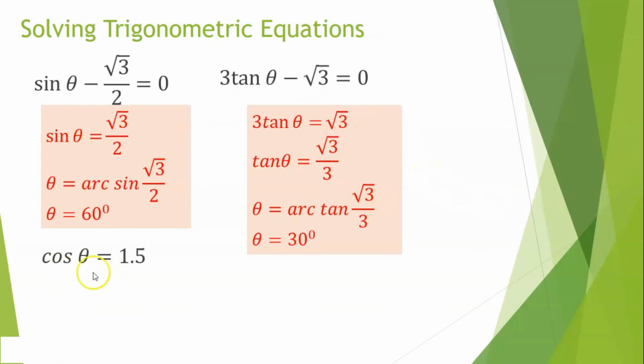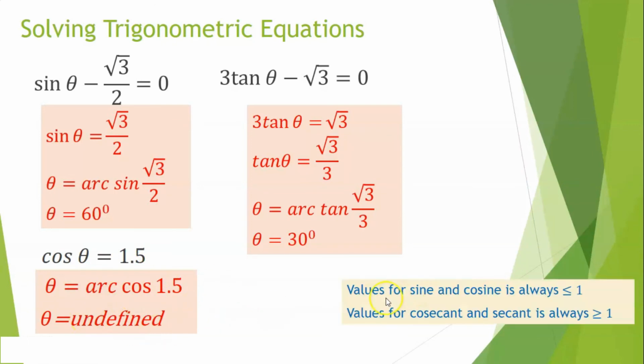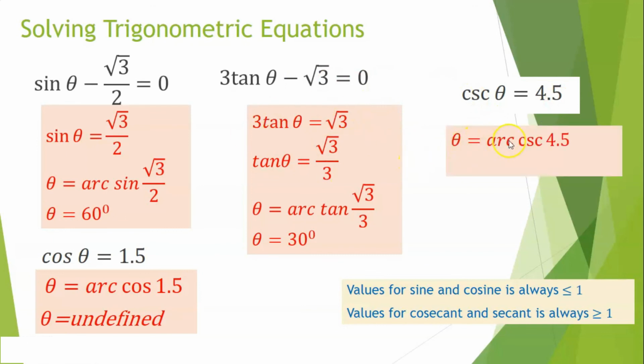Another example. This is cosine theta equals 1.75. In this case, this is actually undefined. Okay, my question is, how come this is undefined? It's because the values for sine and cosine should always be less than or equal to 1, and values for cosecant and secant are always greater than or equal to 1. Take note of that. Okay, so cosecant theta is 4.5. So that would be arc cosecant 4.5. So the result here is 12 degrees, 50 minutes, and 22.52 seconds.